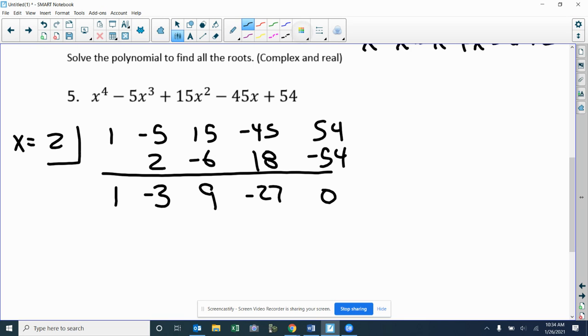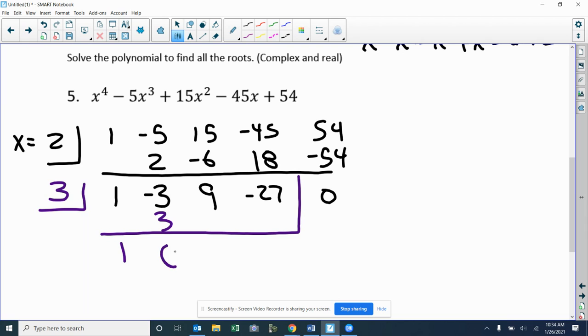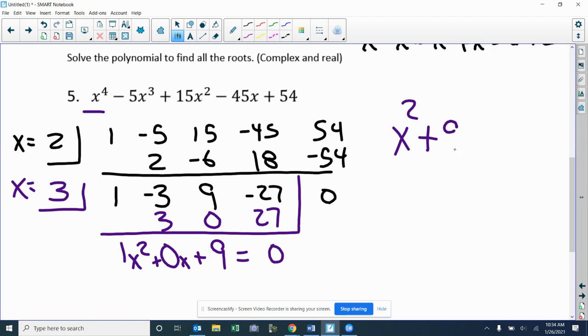Of course, I need another one. Any help there? 3? Yeah. Okay. 1 comes down, that gives me 3, which gives me 0, that gives me 0. That gives me 9, that gives me 27, which gives me 0. Bingo. All right, we had a degree of 4, we took out an x, so now we're down to a degree of 2. And that's really nice because what's missing from this quadratic? The middle term, and that makes you smile.